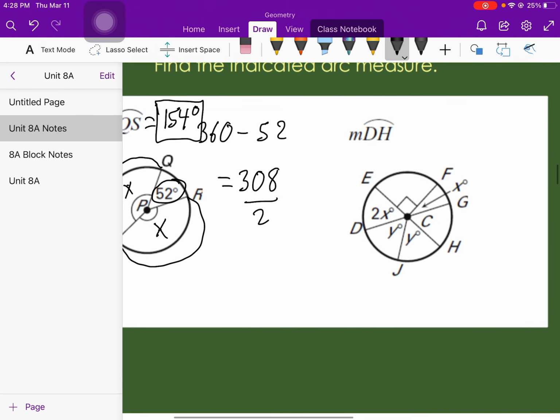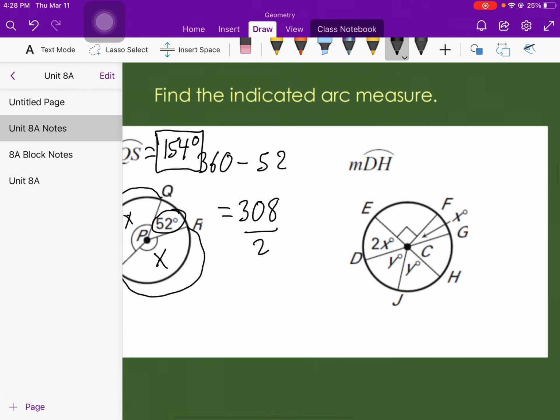This one's going to be a little bit more work. We have to recognize that there's a lot of X's and Y's. And note, this is going to be 90 because of the right angle. So now looking at this, you kind of have to decide where you want to start. It's actually easiest if we start with X, because 2X, 90, and X all form 180 degrees. So we can add all three of those together.